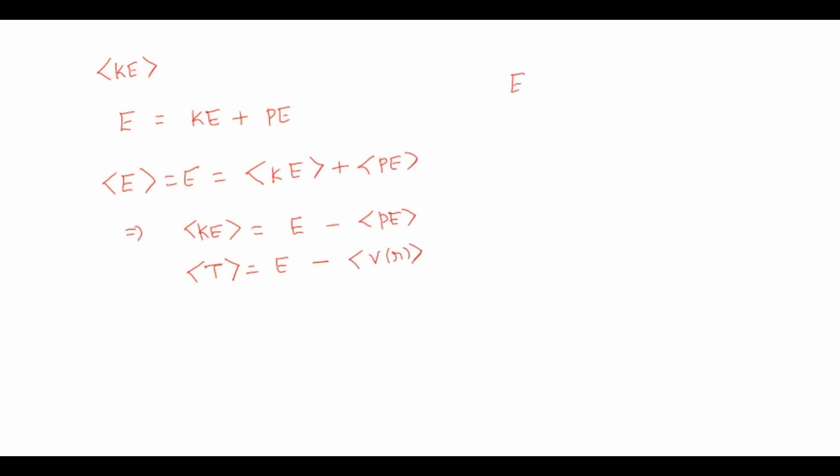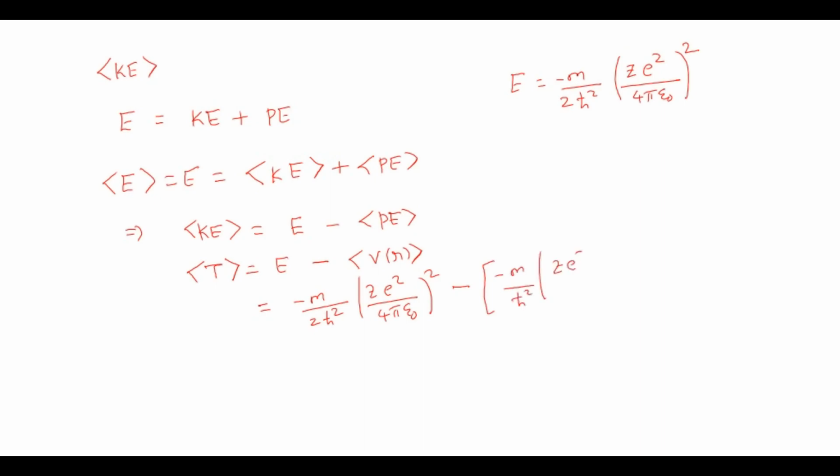So what is E from the Bohr atom model? We know that it is minus m by 2 h bar square, and for hydrogenic atom it is simply Z e square by 4 pi epsilon 0 the whole square, right? So we can substitute these results here. So this is minus m by 2 h bar square Z e square by 4 pi epsilon 0 the whole square minus this quantity. This is also actually minus m by h bar square Z e square by 4 pi epsilon 0 the whole square, right? So this is minus into minus plus, and there is minus 1 by 2 plus 1, therefore this becomes m by 2 h bar square Z e square by 4 pi epsilon 0 the whole square.